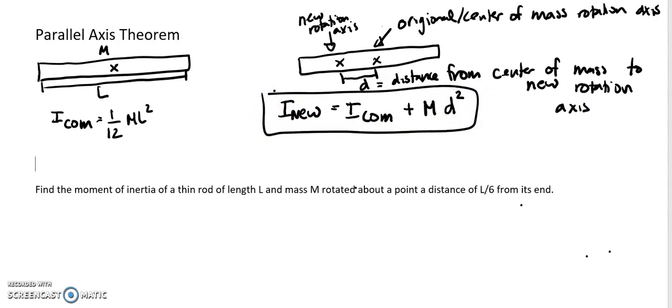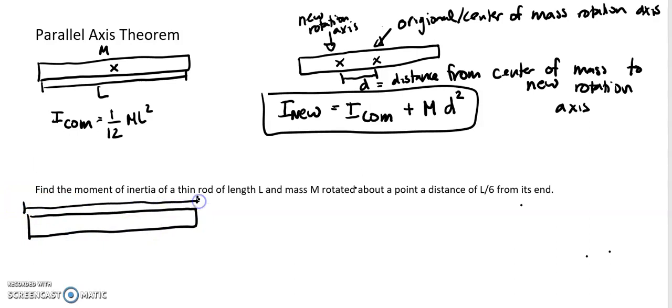So let's go ahead and do one practice problem together. We're going to do the problem below. Find the moment of inertia of a thin rod of length L and mass m, rotated about a point at a distance of L over 6 from its end. So always, I'm going to go ahead and draw a little picture. The rod has a length L, and let's assume this is a rod of uniform mass. I should have been clear about that. And mass is m. So the rotation point is L over 6 from its end.